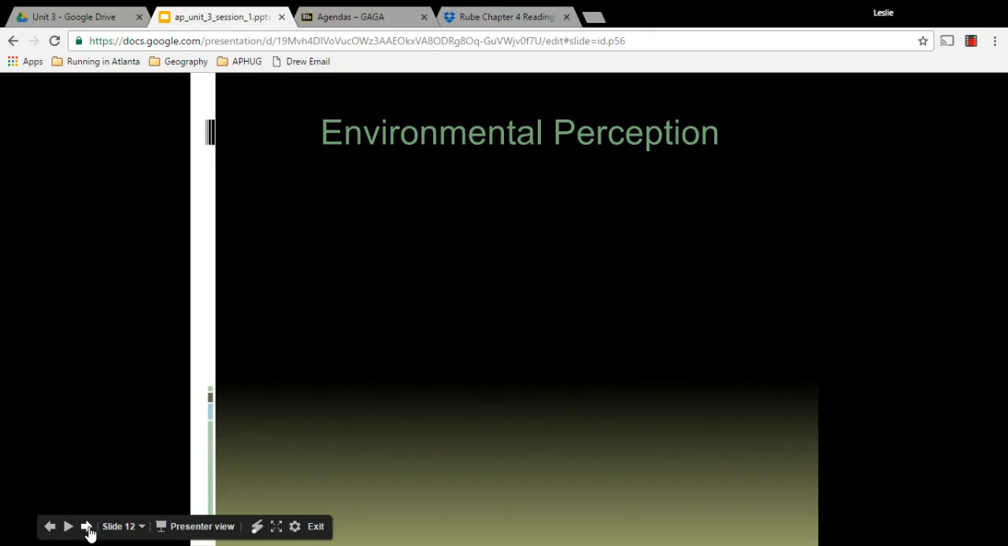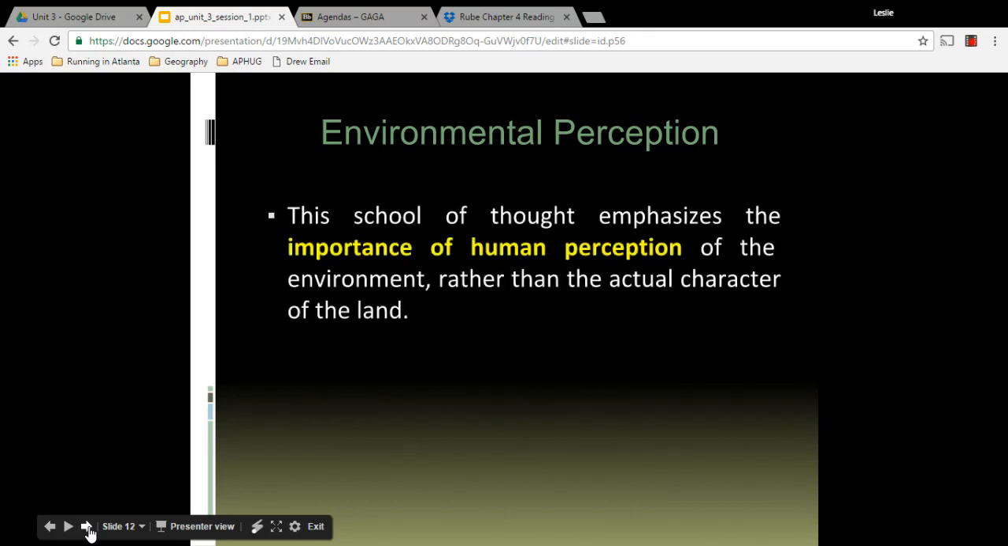The next concept we're going to talk about is environmental perception. This school of thought emphasizes the importance of human perception. If you don't know what a perception is, it's a belief that you have about something. It's all in your head, how you perceive a situation. So this school of thought emphasizes the importance of human perception of the environment rather than the actual character of the land. So mind over matter, so to speak.